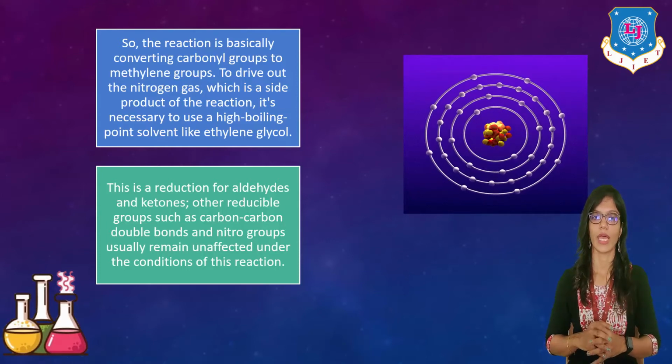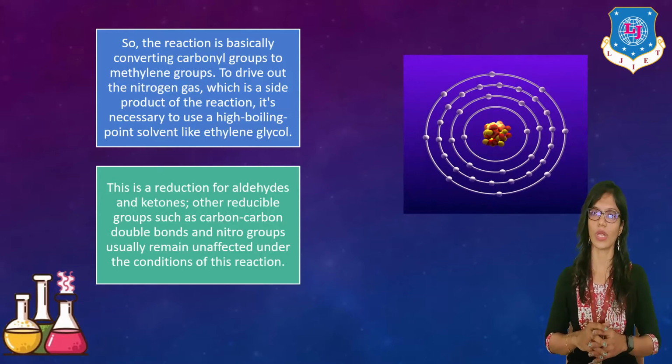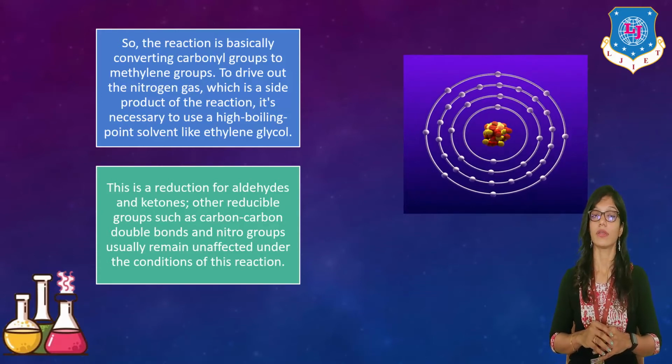To drive out the nitrogen gas, which is a side product of the reaction, it's necessary to use a high boiling point solvent like ethylene glycol. So we have to use a high boiling solvent, which is known as ethylene glycol. This is a reduction for aldehydes and ketones. Other reducible groups such as carbon-carbon double bonds and nitro groups usually remain unaffected under the conditions of this particular reaction.